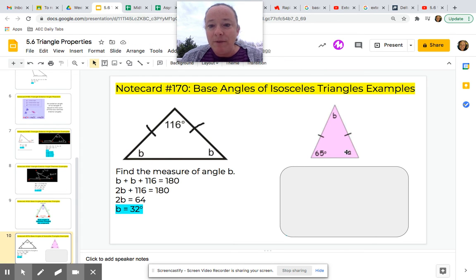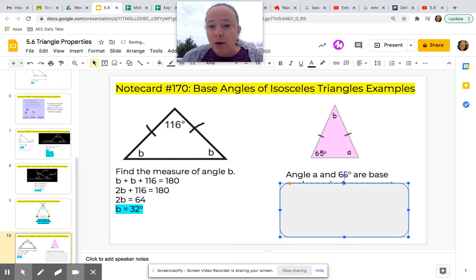Now over here, there's an A and a B. So let's start off by looking at the base angles. They have to be congruent. And since the base angles have to be congruent, we know that angle A has to be 65 degrees. Okay, now that's 65 degrees. And then we just do exactly what we did over here in this first example.